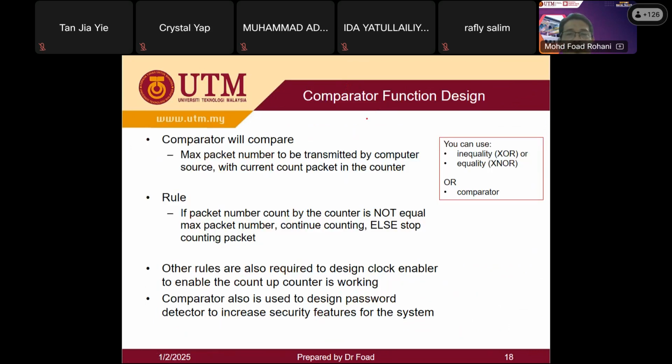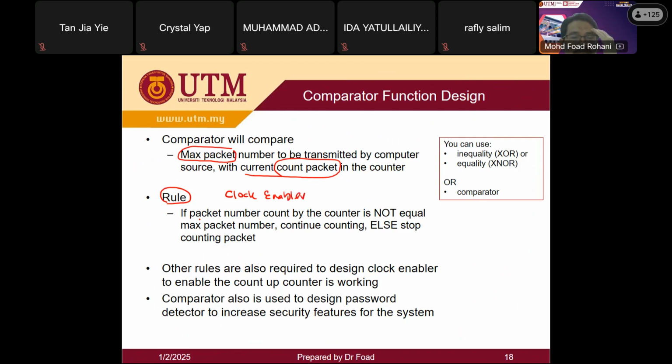So the function of the comparator here is to compare the maximum packet number with the current packet count. This is important. And these are the rules of the clock enabler.